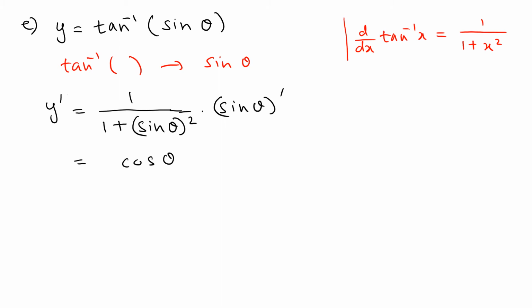the final answer is cosine theta divided by 1 plus sine squared theta. Whenever you have a trigonometric function, you want to see whether you can simplify this further, and it's very clear that you cannot simplify this further. So that's the final answer. So let's look at the next one.